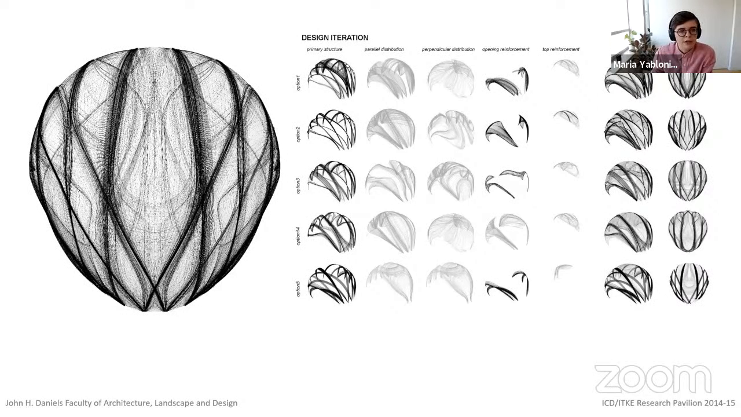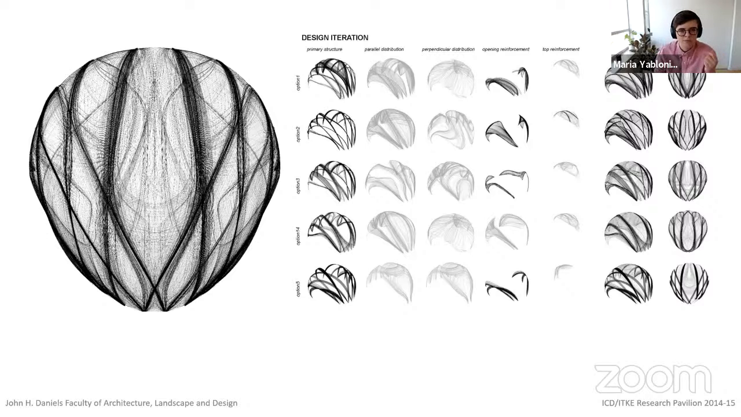So every single layer had to correspond with its own function, also had to correspond with the general force distribution within the membrane, and of course had to inherently correspond with the limitations of the robotic arm and how far it can reach, and in what continuous or not continuous choreographies it can reach different points.